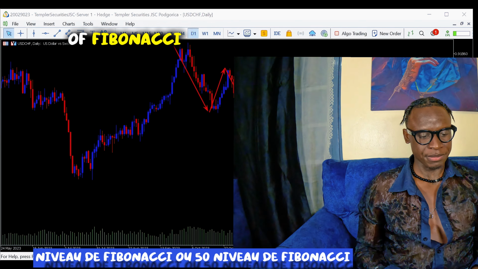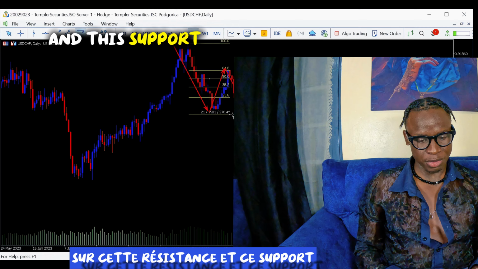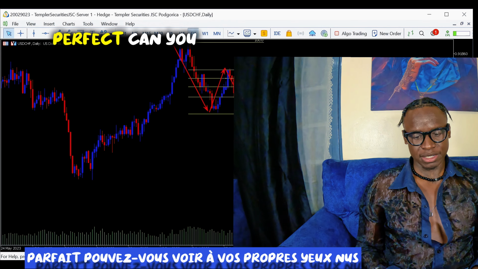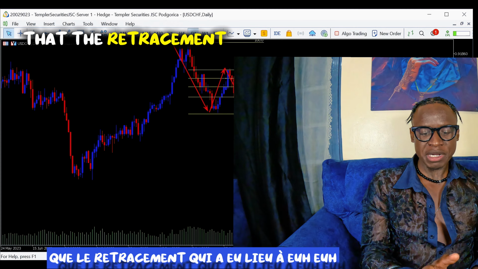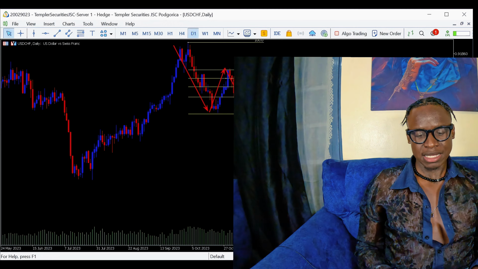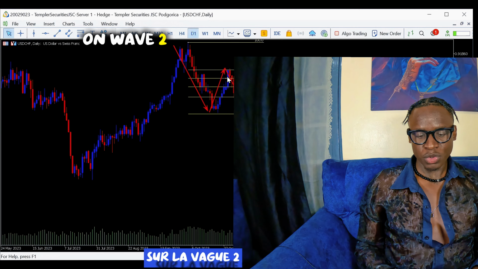Now let's make it practical. So I'll come here and get my Fibonacci retracement, put it on this resistance and this support. Perfect. Can you see with your own two naked eyes that the retracement that has taken place on wave 2 in fact went to 61.8 of the Fibonacci retracement? So that means that wave 2 is valid. This wave 2 is valid.